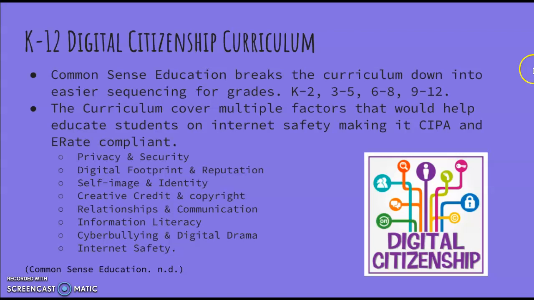This also goes with the CIPA and E-rate compliance. So the first one I would like to talk about is Common Sense Education. This one breaks the curriculum down into an easy sequencing for grades, so it makes sense at the appropriate age level. The first set is K-2, then 3-5, 6-8 and 9-12. And again, like I said, this curriculum covers the E-rate and the CIPA Act. Some of the things it's going to talk about is privacy and security, digital footprint and reputations, self-image and identity, creative credit and copyright.